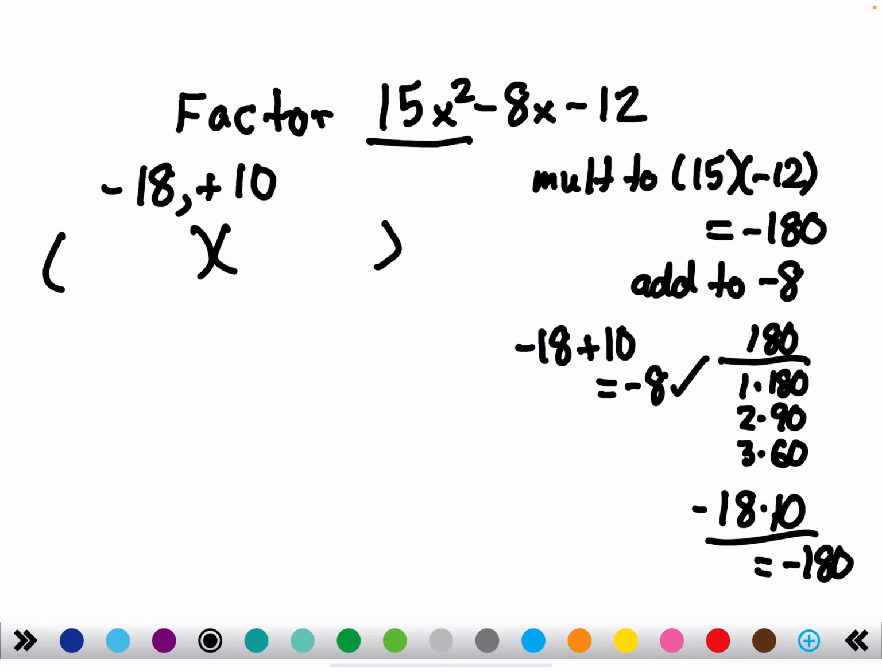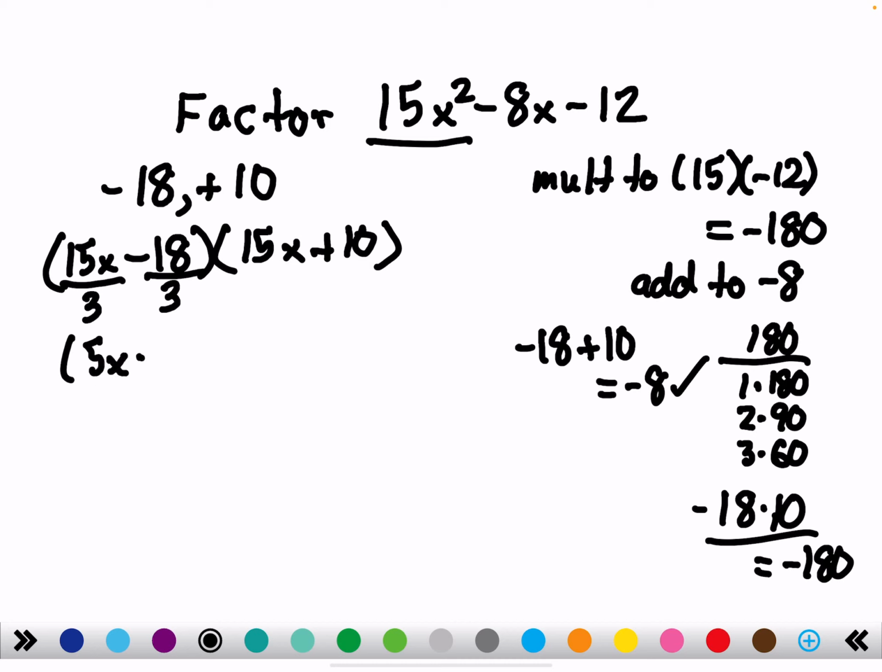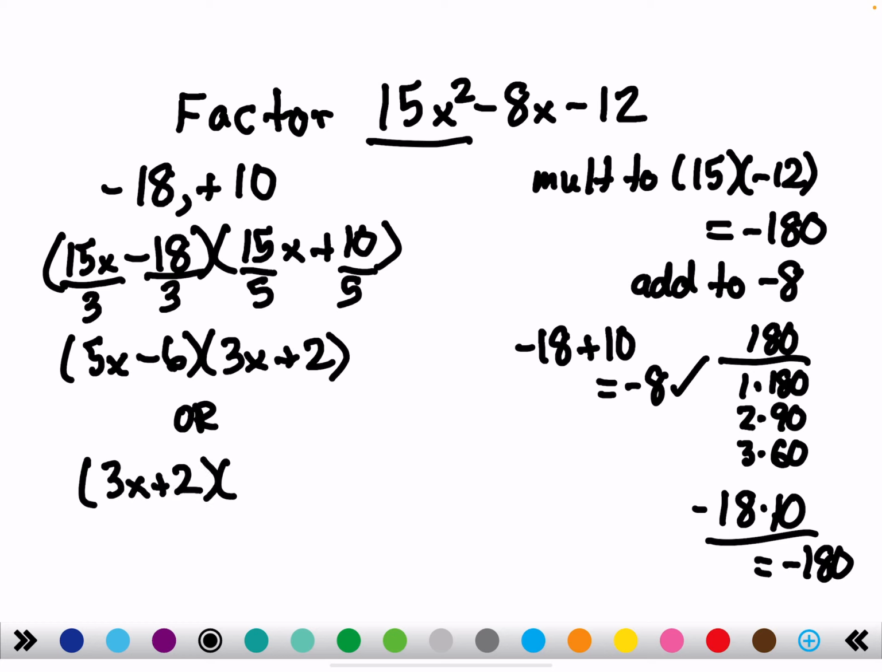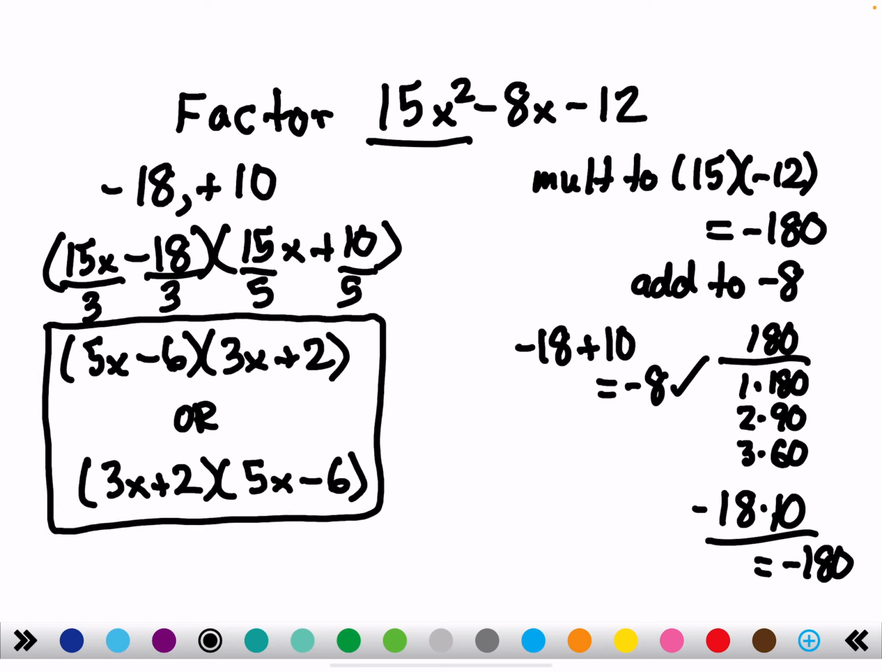Remember, we have to decrease the degree of the leading term by 1. So instead of 15x squared, it'd be 15x, first position. Then minus 18 plus 10. Take out the common factors. So the greatest common factor of 15 and 18 would be 3. So that reduces down to 5x minus 6. Biggest number that evenly divides 15 and 10 is 5. So that is 3x plus 2. So that's one way to write the answer. Another way would be 3x plus 2 times 5x minus 6. So either of those are equally correct answers.